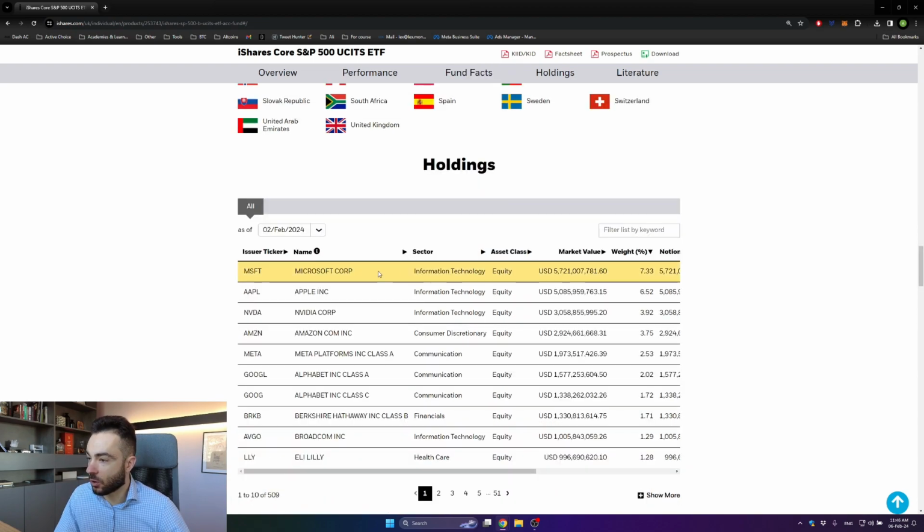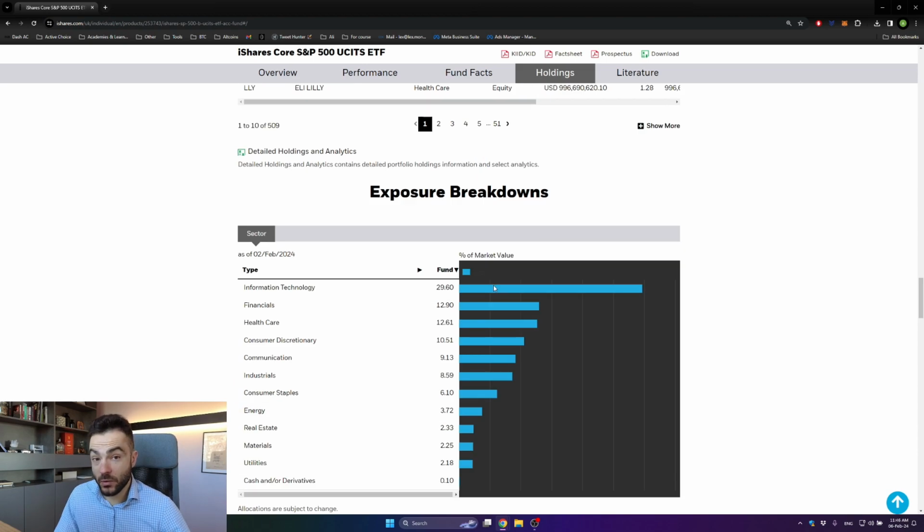As I said, the holdings, you can see here what are the companies that the index holds and what is the weight of those companies. So you have Microsoft at 7%, Apple at 6.5%, etc., and these are much smaller. Going down here, it will tell you exactly what sector you're exposed to. In this case, mostly information technology, financials, healthcare, and consumer discretionary.